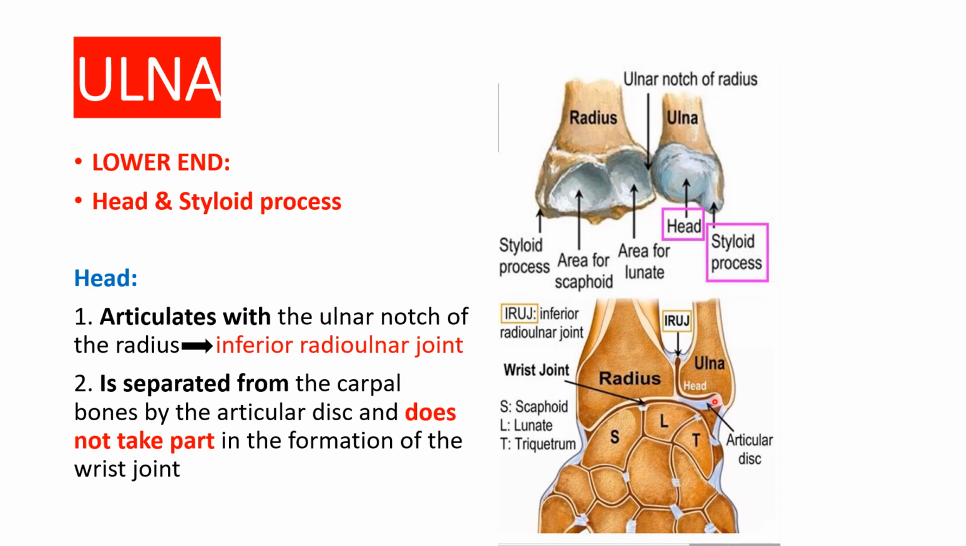So what are the features of the lower end of the ulna? We said it has the head, this is the head, and then the styloid process. The head articulates with the ulnar notch of the radius to form the inferior radioulnar joint. We said more importantly that the head of the ulna does not take part in the carpal bone formation, because it is separated by an articular disc.